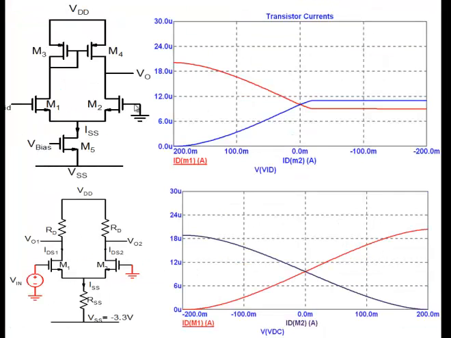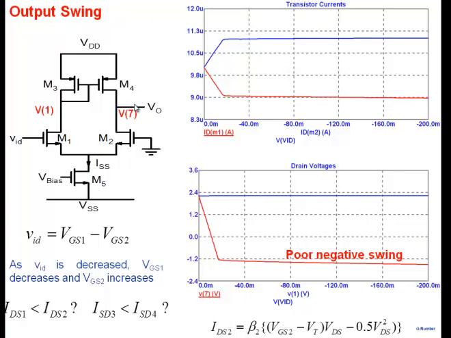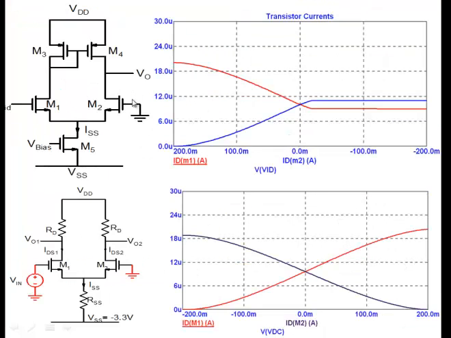So poor negative swing here. And of course, if I make a PMOS differential pair, it will have a good negative swing and a poor positive swing here. So you may want to combine both of them also.